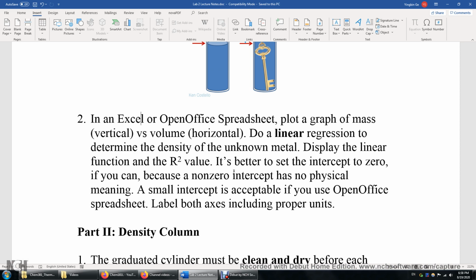However, if you use OpenOffice, it may be impossible to set the intercept to be 0. That's fine. You will see a very small intercept. That's acceptable. Be sure to give your graph a title. Be sure to label the horizontal and the vertical axis and include proper units.